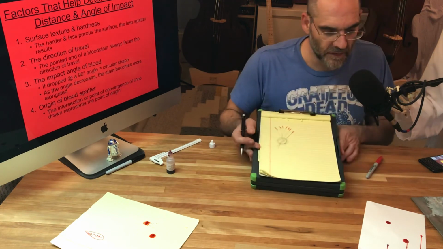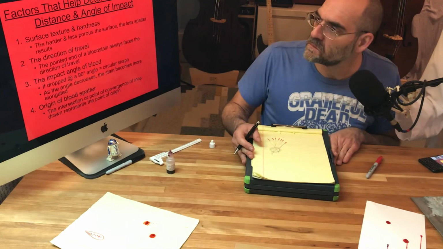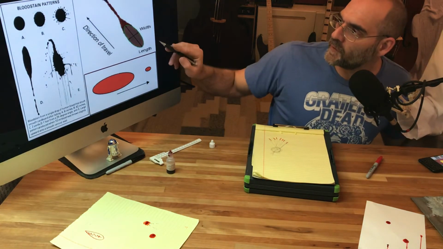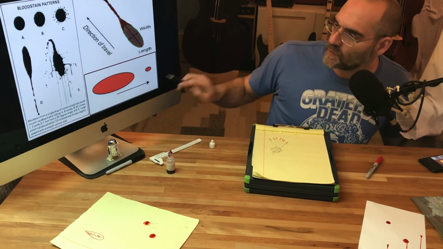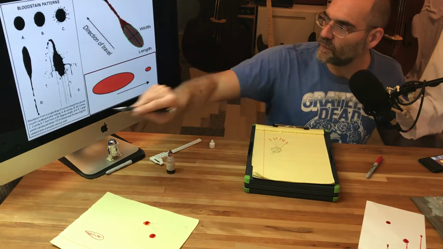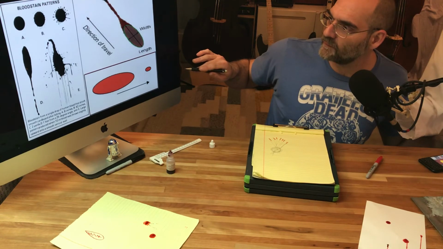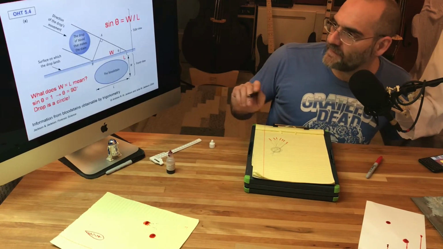So I think that covers everything. Just remember direction of travel: the pointed end shows which way it is going, and where it came from is where the fat spot is. Just so you get that.